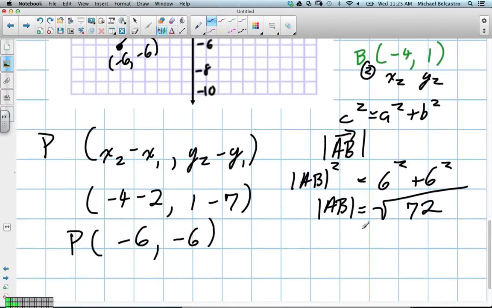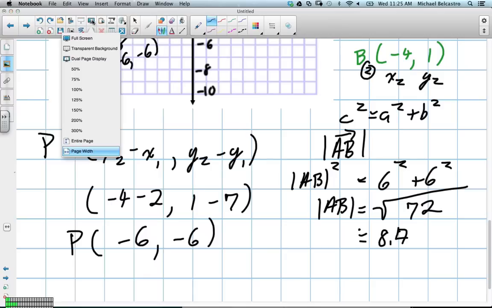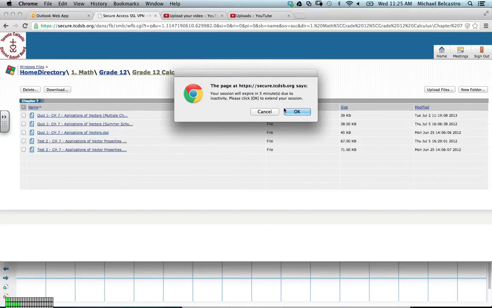And if you actually give me the root, anyone know it? 8.7? Great. Roughly, 8 point something? 8.4. 8.4, okay. Easy fix. Excellent.